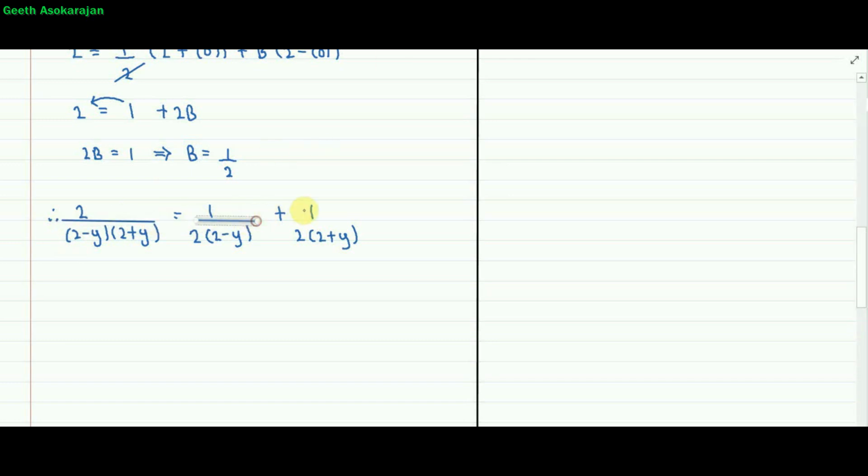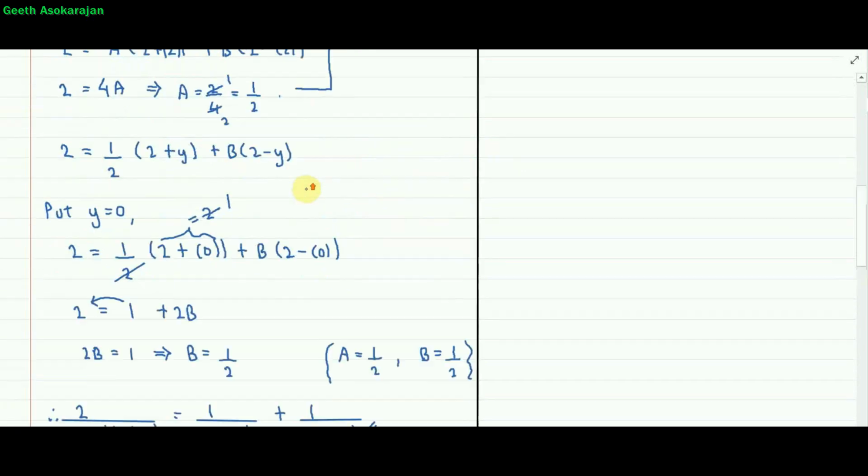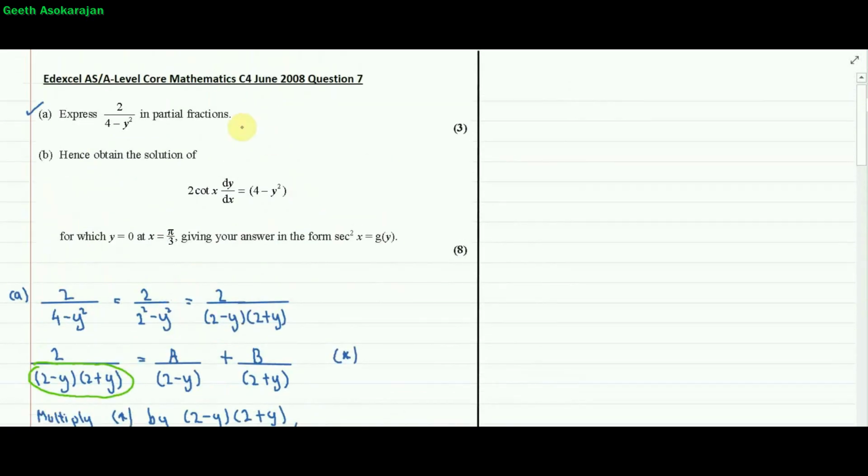So this should be the solution to part A. Part A done. Let me make a note that the A value we had is half, and the B value we calculated as half also. So it's a simple replacement into equation star, and that completes part A of this problem.